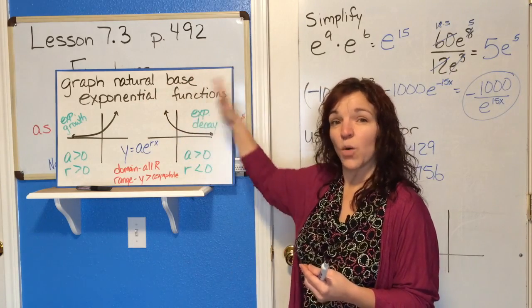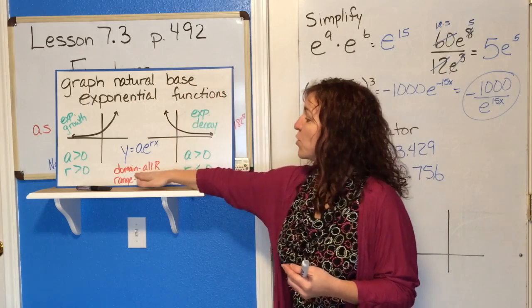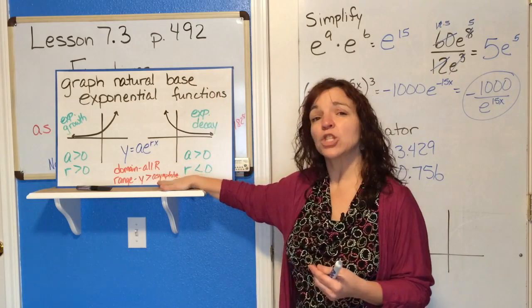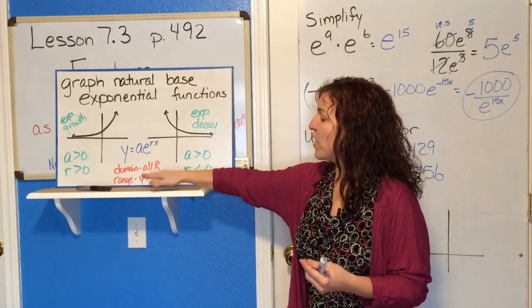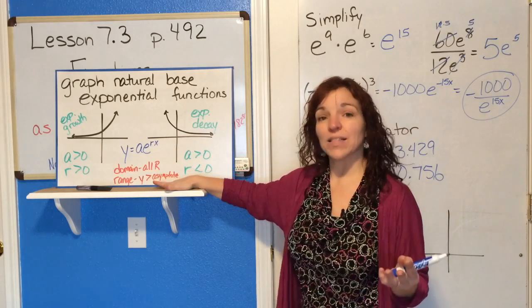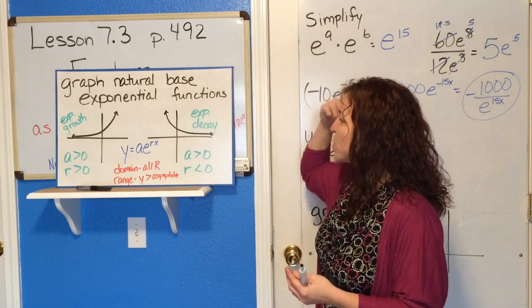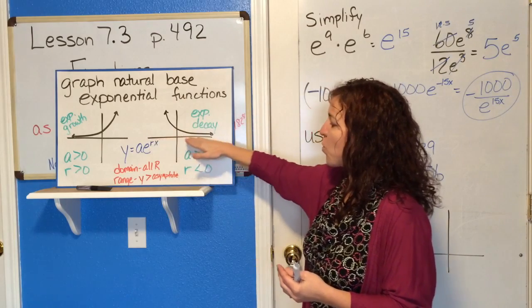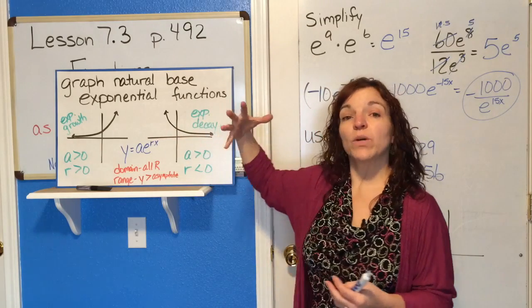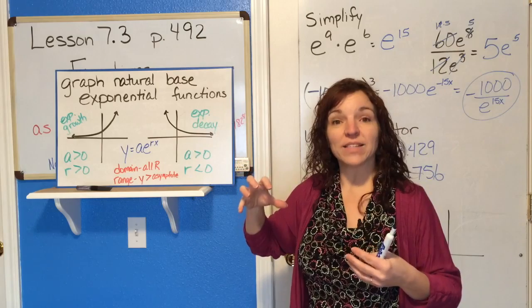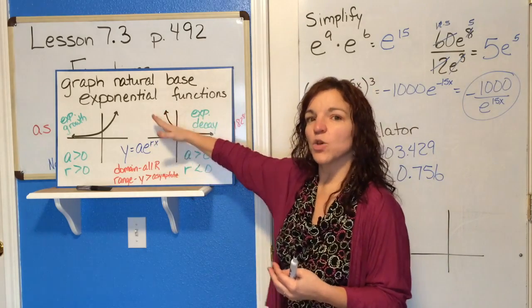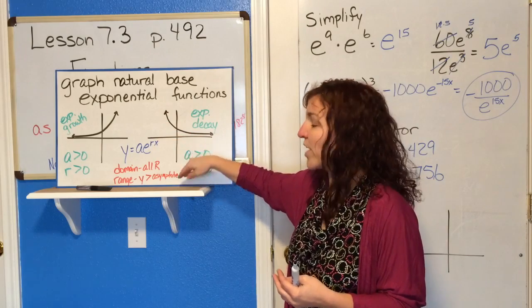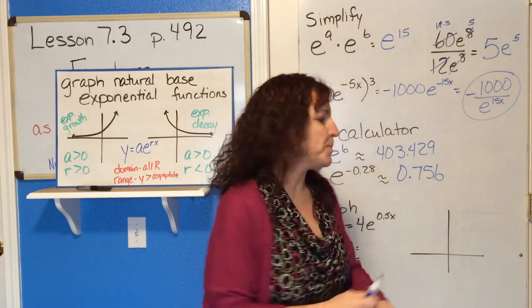And on all of these, your domain is going to be all real numbers, because your x's can go as far as you want them to go. But the range has a limit. The range is going to be y is greater than whatever your asymptote is. In most cases, it's going to be just y is greater than zero. But once we get into the more complex equations, that asymptote is going to shift, and that's going to be your new range. Let's look at some and see what we're talking about.